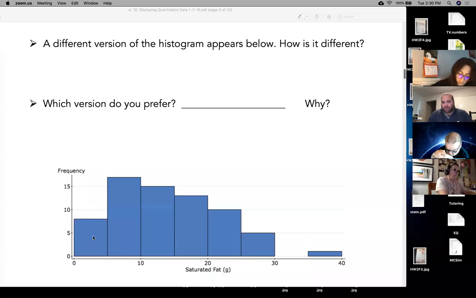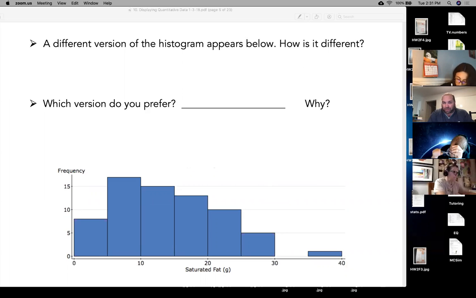So here is another histogram of exactly the same data that we had before. How is this histogram different? Hold on. If it's the same data, then you can't change the outcomes, right? It's the same hamburgers, the same numbers as it was before. It's just like the bars are taking up five rather than one. Yes, exactly. The widths of the bars, the classes, are wider.